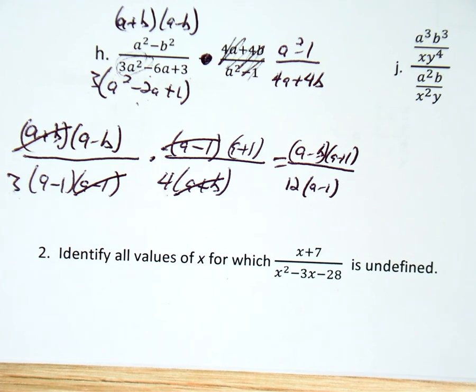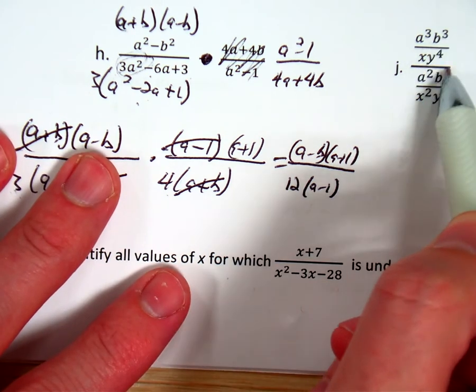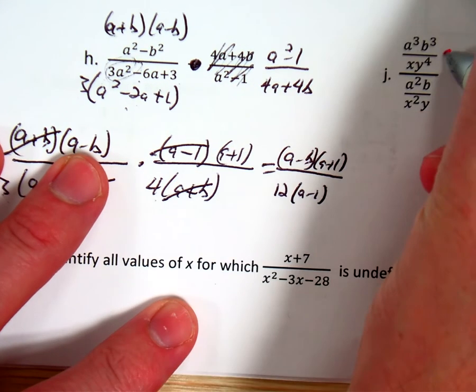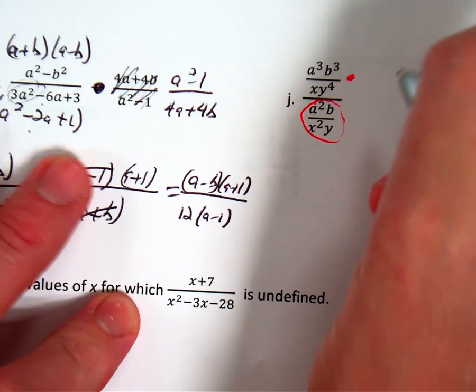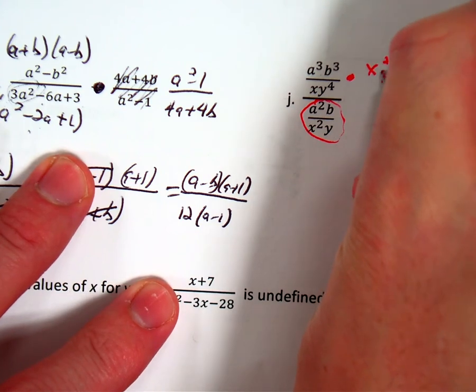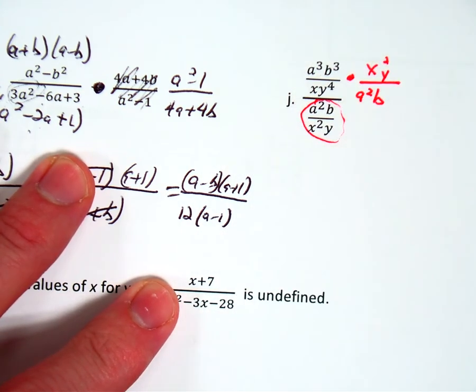Okay. J and K, fractions on fractions. All right, it's the same thing. Instead of dividing, multiply by the reciprocal. So instead of dividing this fraction divided by this fraction, we're going to change it to multiplication. And multiply by the reciprocal. So we're going to flip the second one. So x squared y goes on top. A squared b goes on the bottom.